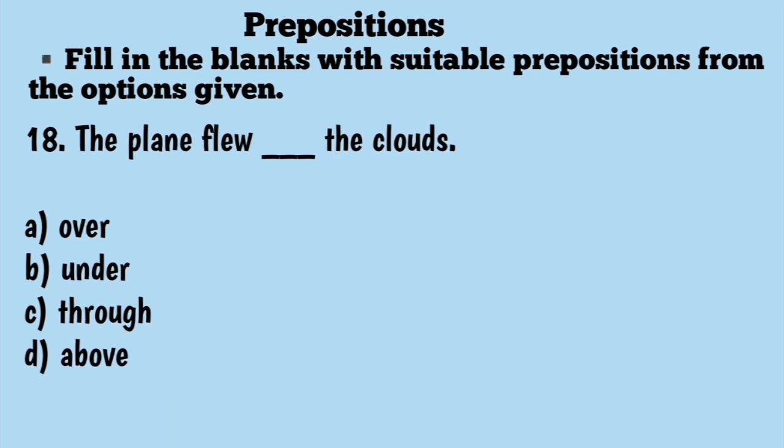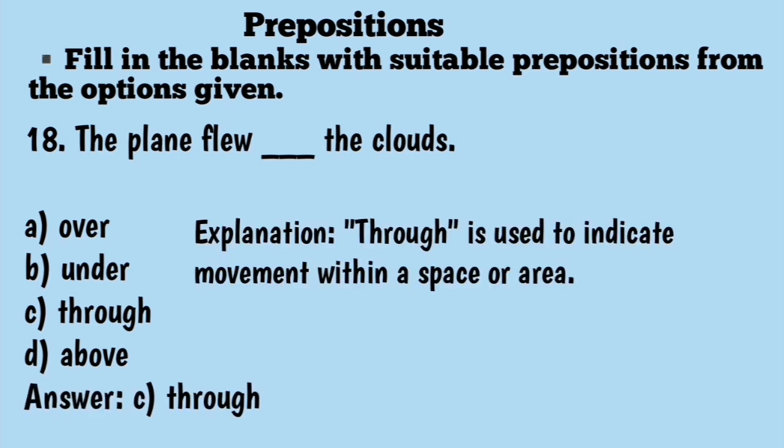Next, the plane flew dash the clouds. Option A over, option B under, option C through, option D above. Answer is option C through. Through is used to indicate movement within a space or area.